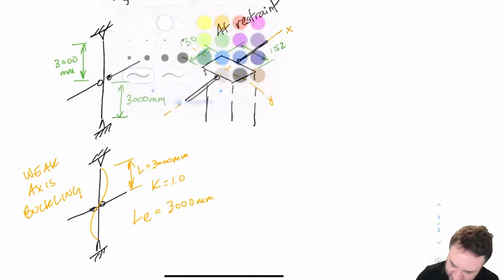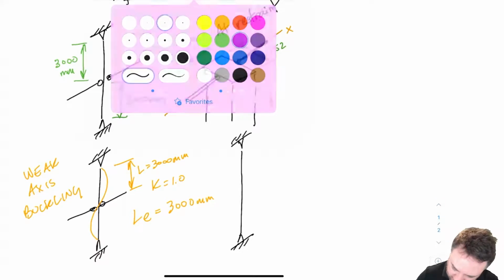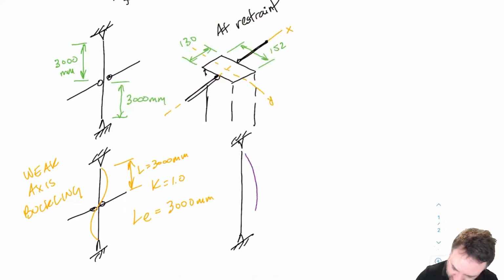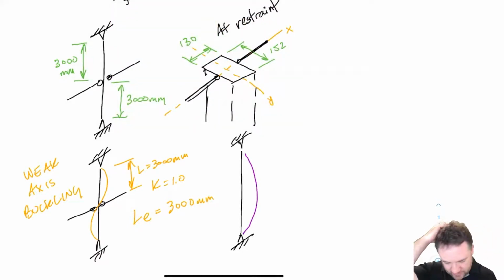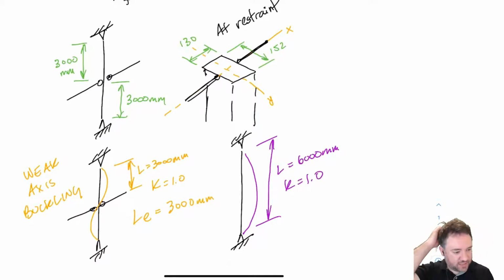Then if I look at the same thing in the strong axis direction, for strong axis buckling, we're basically buckling out of plane or into the plane. And this length then is 6000. My K is still going to be 1.0 because this is like a pin-pin buckling case.